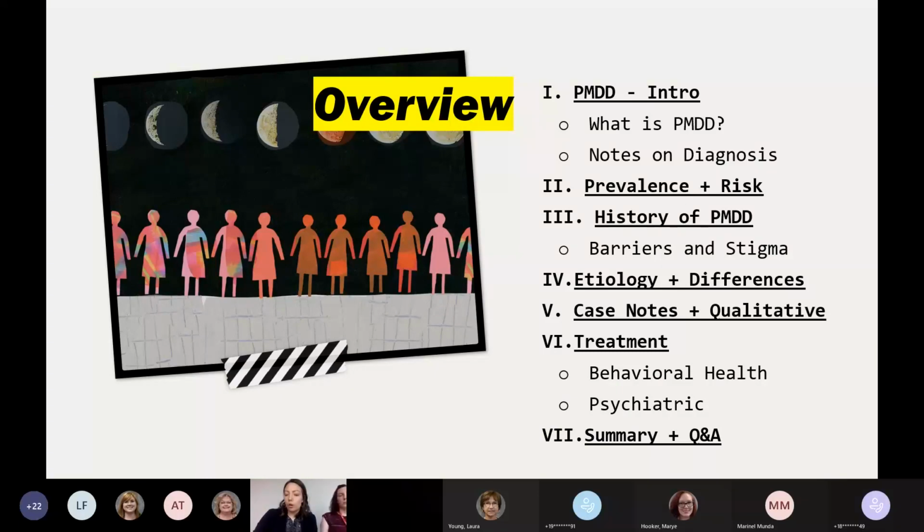So we're going to do a quick intro on what PMDD is, talk a little bit about how to make an accurate diagnosis, go into prevalence and risk factors, some history of where this diagnosis came from and how it got into the DSM and the place that it is today. We'll go over the etiology, current understanding of the pathophysiology of PMDD, and then some population differences in women with and without. And then to bring this material to life a little bit, I'd like to talk about case notes of what the experiences that women have with PMDD look like and how they describe that in their own words. And then the last part of this, we'll talk about treatment. So I'll be covering the behavioral health side of things, and then Dr. Kerr will take over for the psychiatric. And we'll open it up to questions at the end.